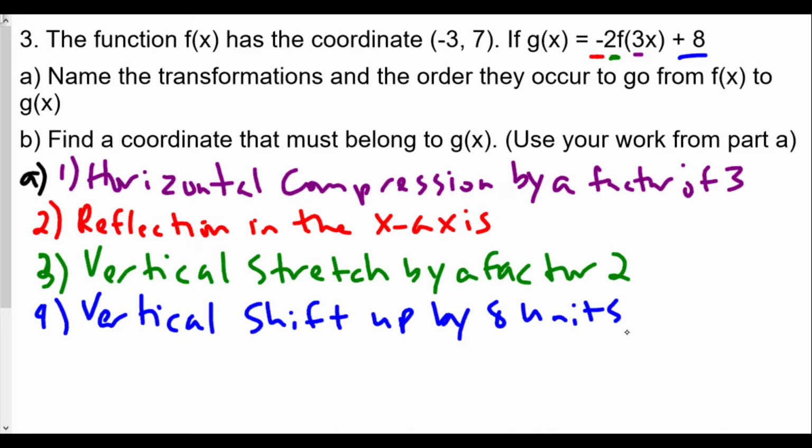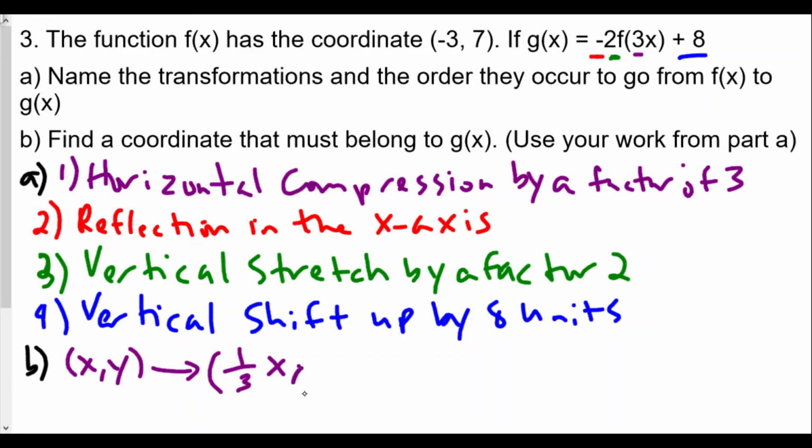So for B, we're going to now figure out, well, for a horizontal compression by a factor of 3, the rule, which you will have to show, is x, y transforms to, and for horizontal compression, we're not multiplying x by 3. We're actually multiplying the x by the reciprocal of 3, which is 1/3. Please remember that when we do any type of horizontal compression or stretching, we're going to be multiplying the x value by the reciprocal of that number multiplying x.